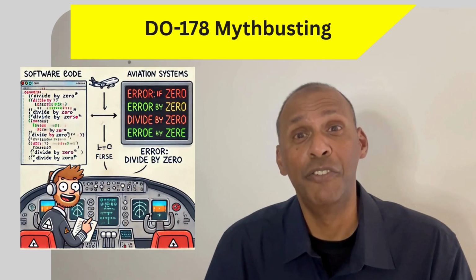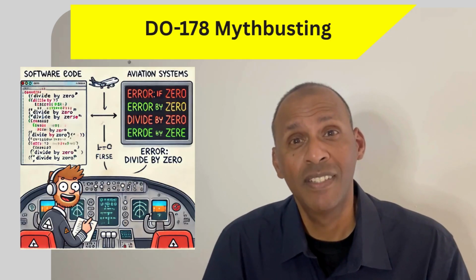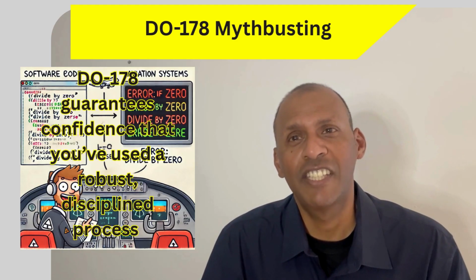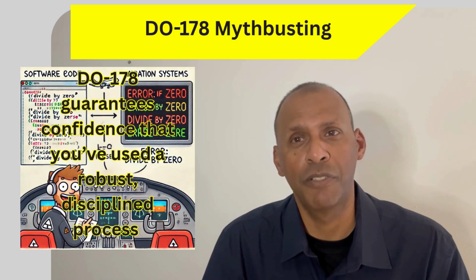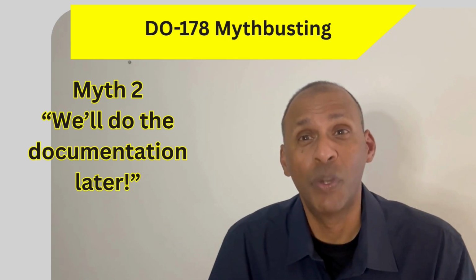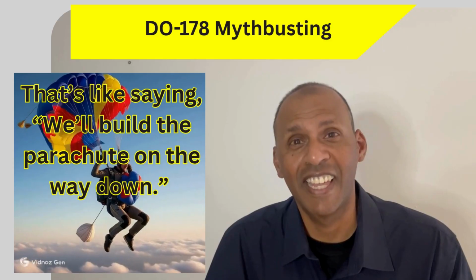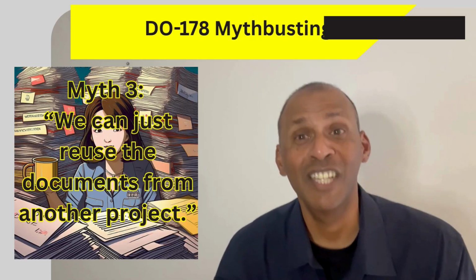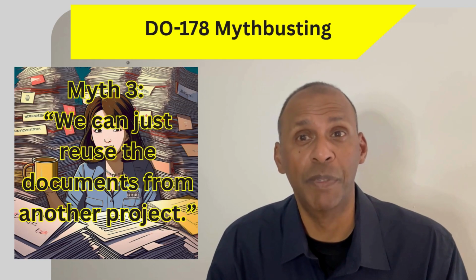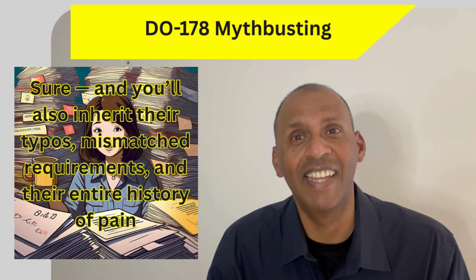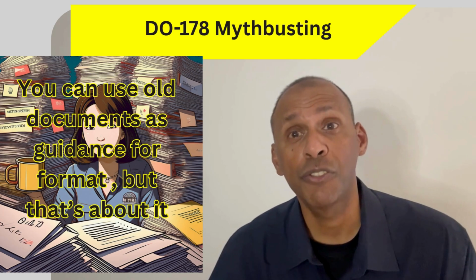And now let's debunk a few DO-178 myths. Myth 1. DO-178 guarantees safe software. Not quite. It guarantees the confidence that you've used a robust, disciplined process, but you can still write bad logic beautifully. Myth 2. We'll do the documentation later. That's like saying we'll build the parachute on the way down. I've been there, and it doesn't end well. Myth 3. We can just reuse the documents from another project. Sure, and then you'll also inherit all the typos, mismatched requirements, and the entire history of pain. You can use old documents as guidance for format, but that's about it.